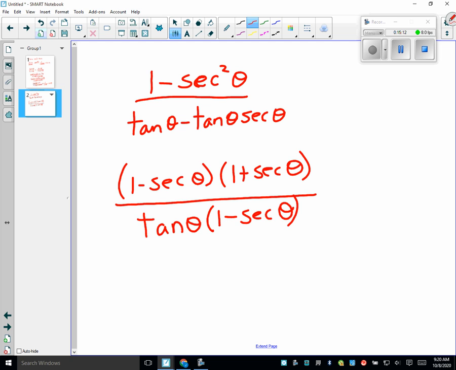What now? Is that right? Do I have a 1 minus secant on top and a 1 minus secant on bottom? Yeah. Well, at least that got it simple. So now what I have is 1 plus secant theta over tan theta. Right?